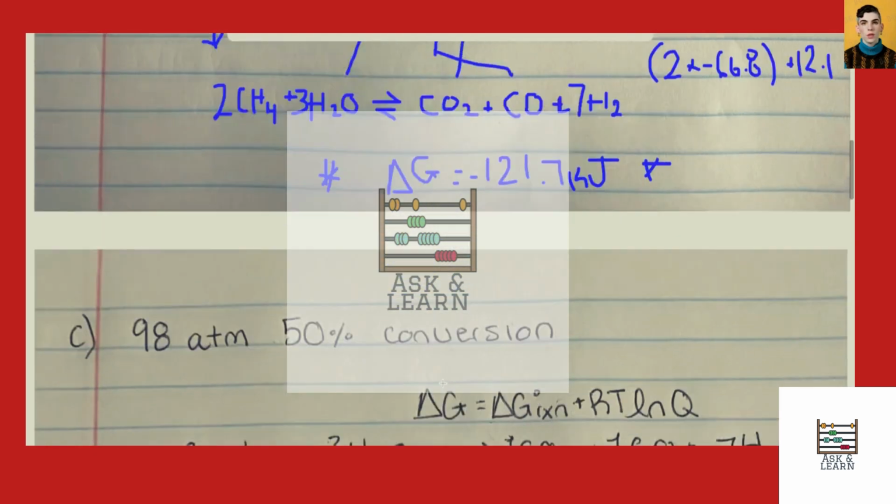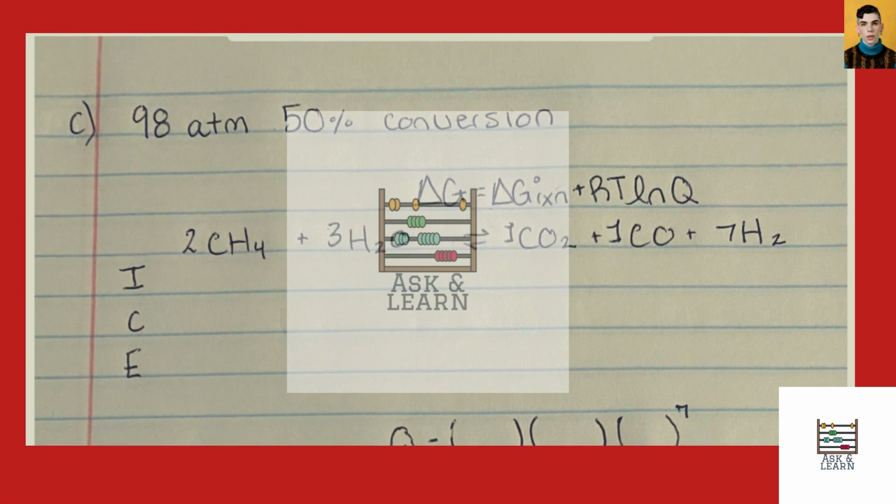Okay, so the next two get a little bit tricky. So we're told that we have this reaction at 98 ATM and it's 50% conversion. So we're trying to find delta G. We can use this equation here. Delta G equals delta G standard of the reaction plus R, which is a constant, 8.314, times temperature, which we're told is 1,000 degrees Celsius, which again would be 1,273 degrees Kelvin, and then the natural log of the reaction quotient, that's Q.